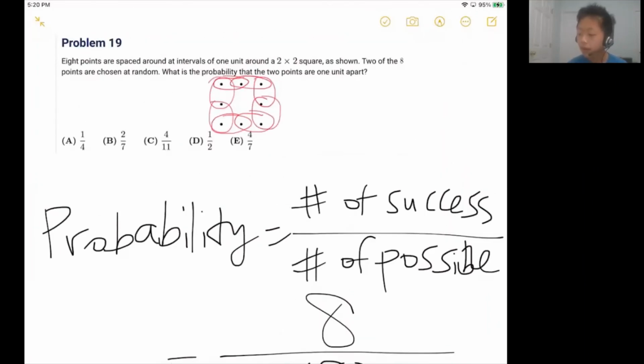The main thing about this problem was to use the formula number of successes divided by number of possible, and carefully count them. These probability problems really shouldn't be that bad. Once you get more practice, you will get better and better at finding the number of successes and the number of possible, and just using this formula, you can calculate probability.